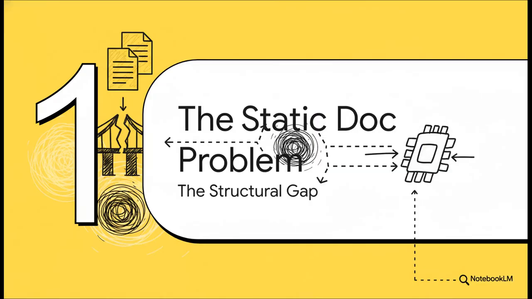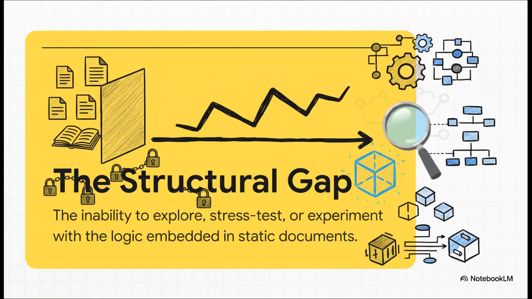Now, to really get why this is such a big deal, we've got to start with the core problem. And it's something the creators of this framework call the structural gap. So this gap, it's the fundamental disconnect between the knowledge described in a paper or a patent and our ability to actually use that knowledge with a computer. All that brilliant logic, all the rules, the constraints, it's all just trapped in the text, which means we can't really put it through its paces.